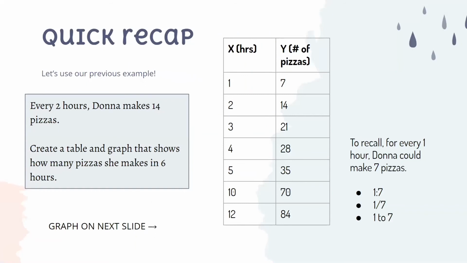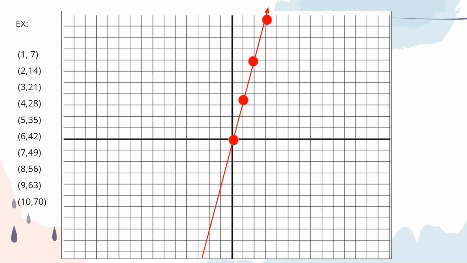Let's take a quick recap of the example from before. Every 2 hours, Donna makes 14 pizzas. So for every 1 hour, Donna can make 7 pizzas. So the ratio would be 1 to 7, 1:7, or 1/7. The last step is to use the coordinate points to plug it in into the graph. So here, it makes a linear line.